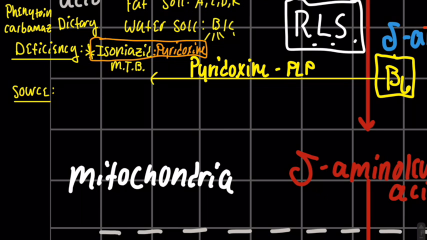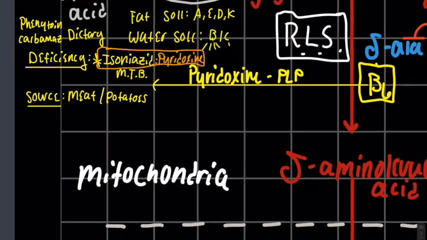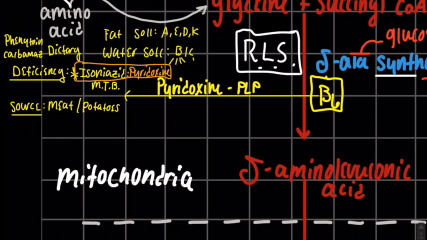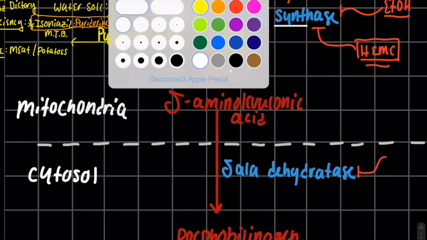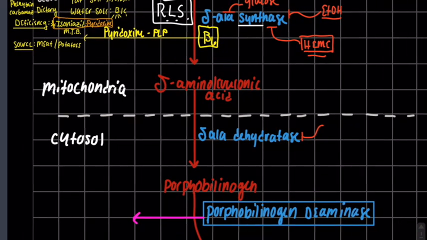Where are we going to get our B6 from? Well, this is kind of a fun way to remember it: this is our meat and potatoes. Meat and potatoes, that's where we're going to get B6 from. Just try to remember that. Meats and potatoes is where we're going to get our B6. So let's move on in the pathway and start talking about what we're going to do next.